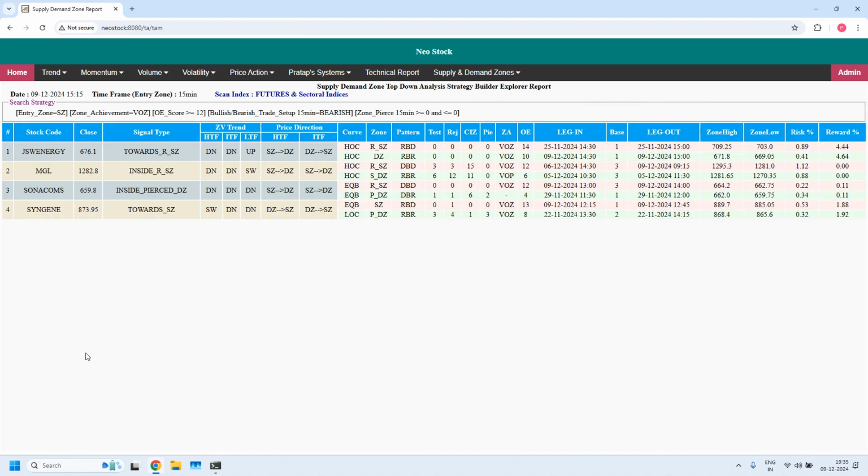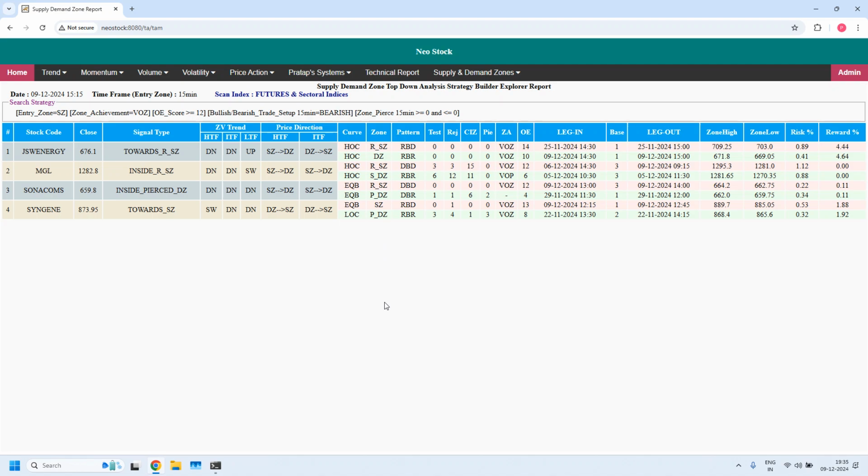Let's filter. We got 4 stocks. So these 4 stocks are supporting bearish trade setup for daily income trade. Entry zones are 15 minute supply zones. So all these 15 minute supply zones are supporting bearish trade setup for daily income trade.